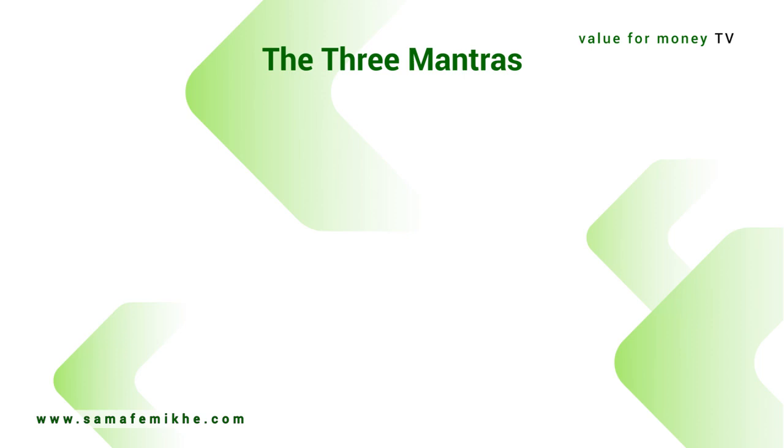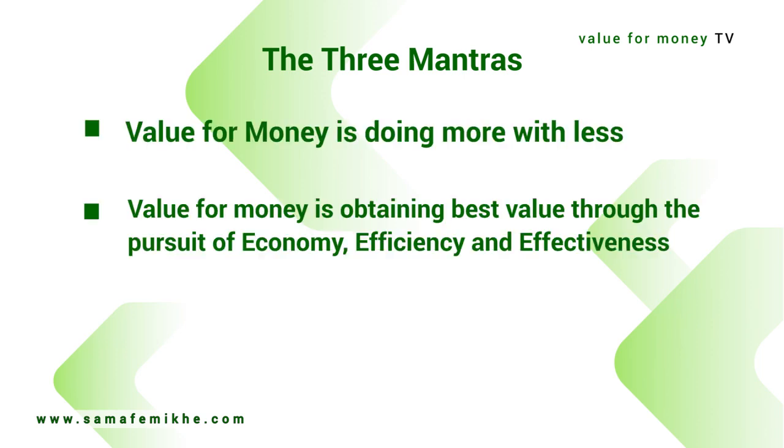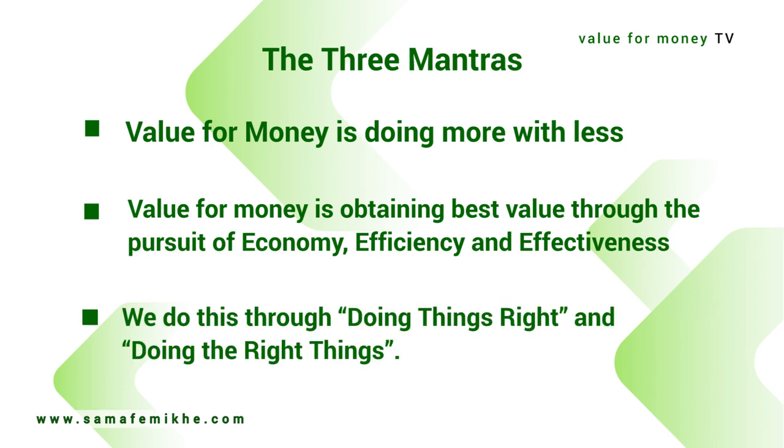From the above, we have come up with 3 key mantras. One is that value for money is doing more with less. Straightforward. Two, value for money is obtaining best value through the pursuit of economy, efficiency, and effectiveness. And thirdly, value for money is achieved through doing things right and doing the right things. Please keep these three matters in mind at all times as the underlying value for money in all perspectives. The above discussions took us to three pillars of value for money.